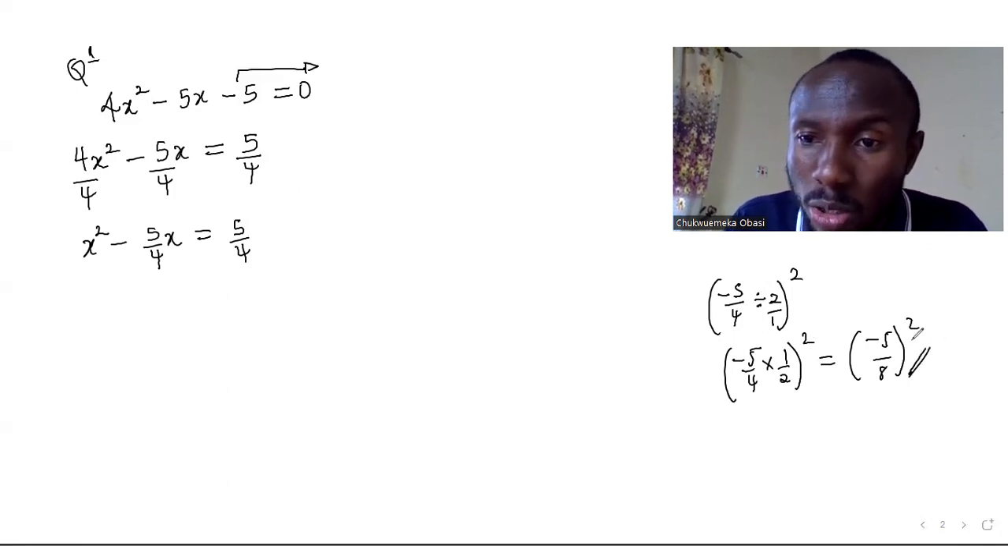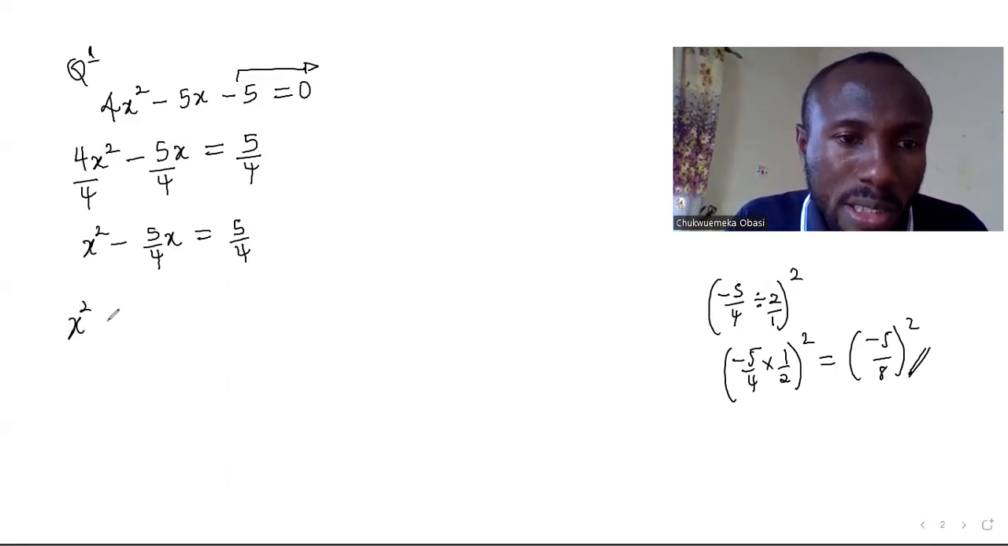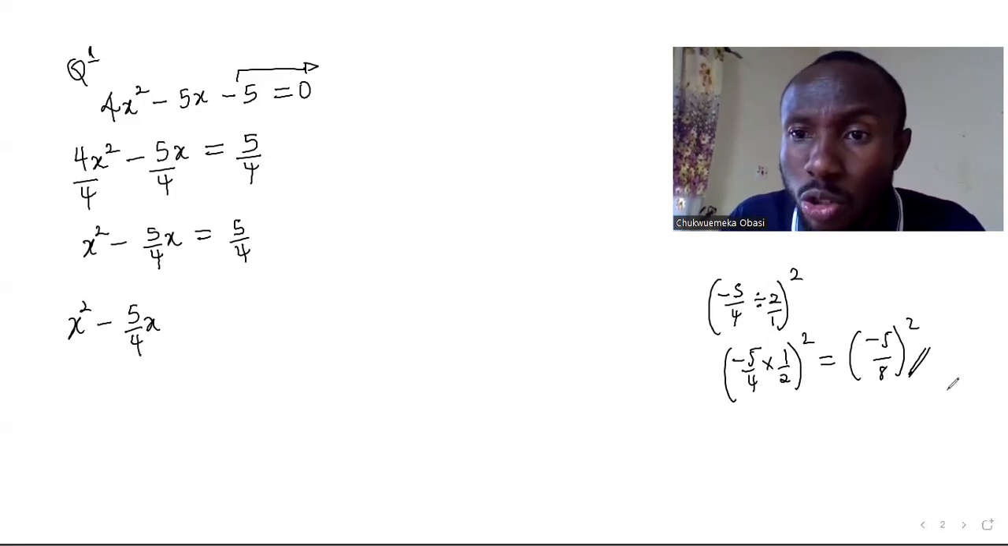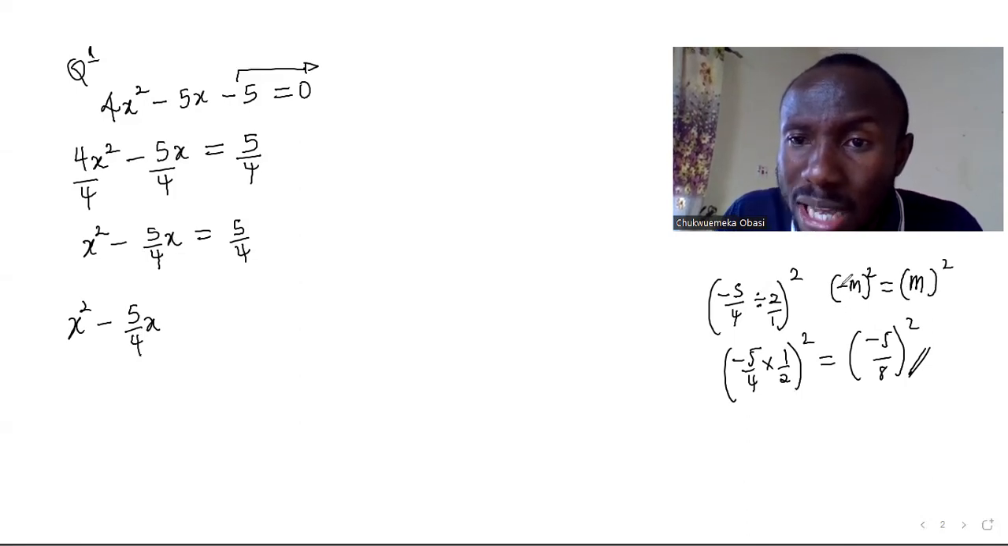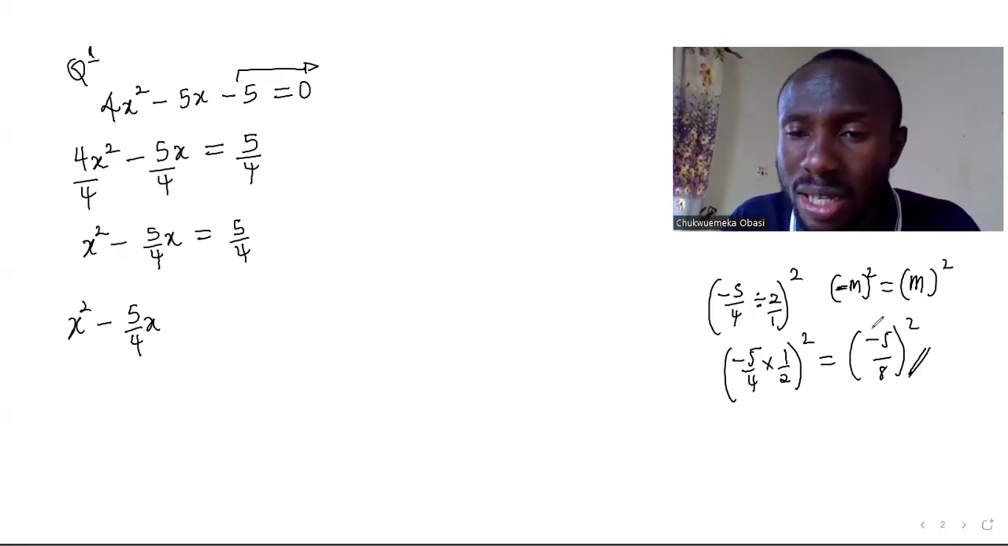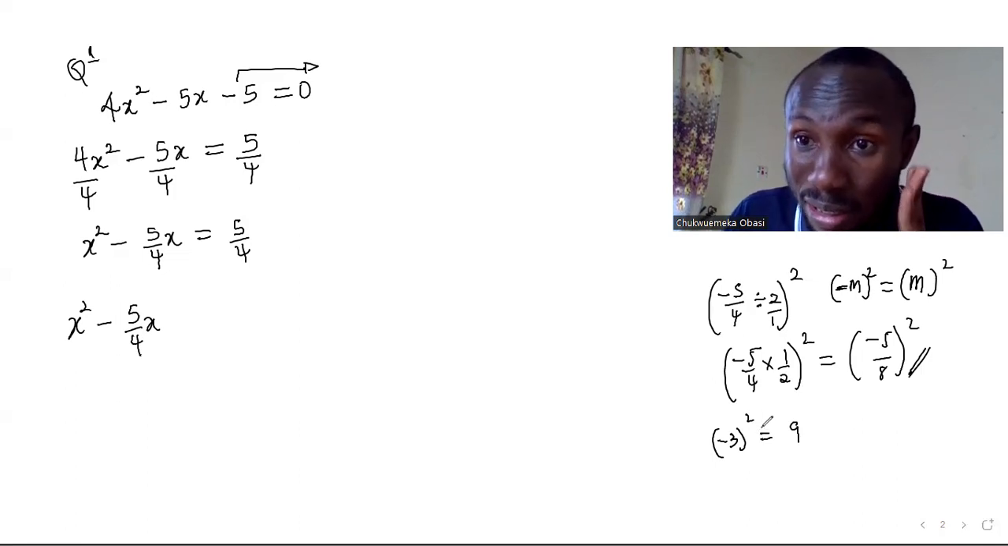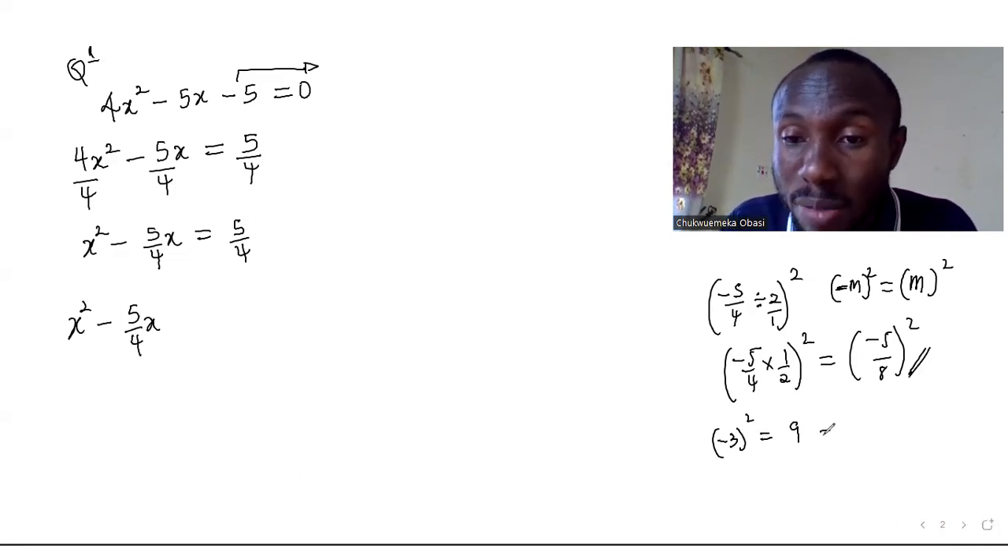Now this guy you've got, you know what you do with him? You add him to both sides of the equation. So you have x squared minus 5 over 4 x. Of course, you should know that when you have minus m all squared, it's the same as m squared, because the negative is destroyed by the even power. Let me give you a sample. If I have minus 3 all squared, the result is 9, isn't it? Because minus 3 times minus 3 is 9, and 9 is the same as 3 squared. So that is what it looks like.